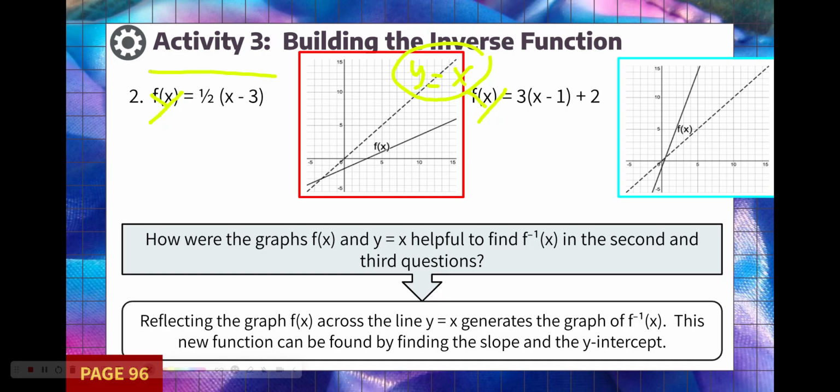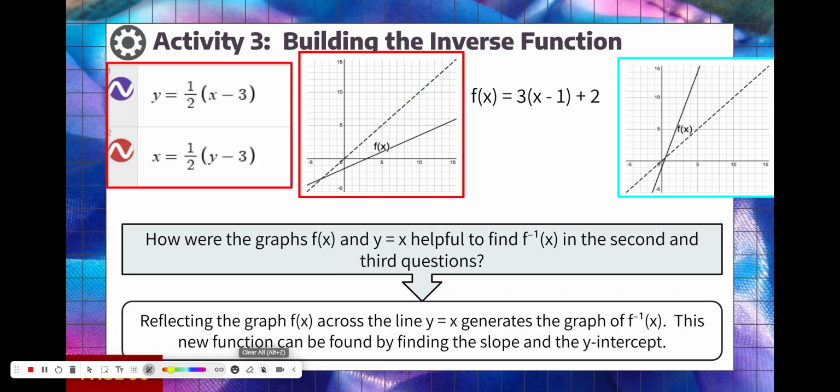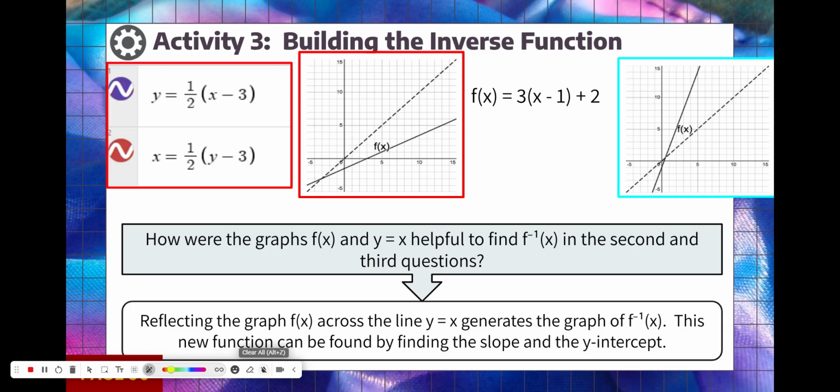Again, plug this in Desmos, and if you have the equation y equals 1/2 x minus 3, look at this. Okay. So again, you're going to plug in this way. I change f of x to y. Y equals 1/2 times x minus 3. And then this is what I got, this graph right here. Okay, this is f of x.